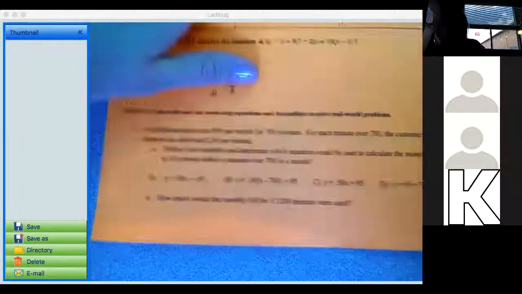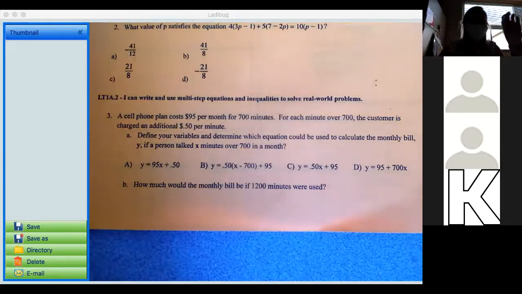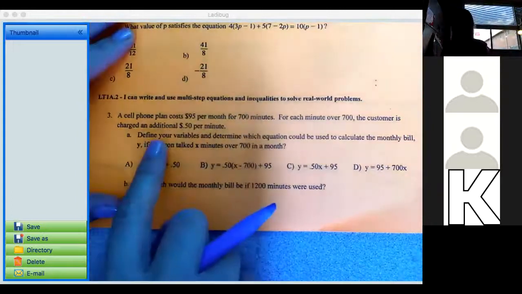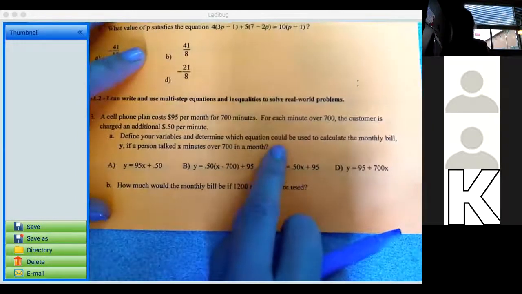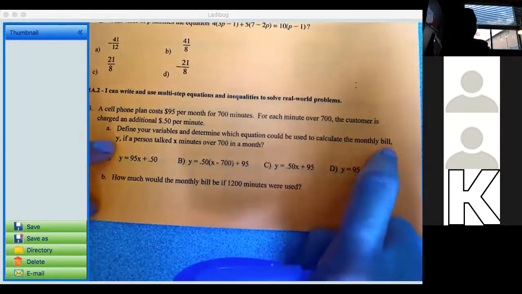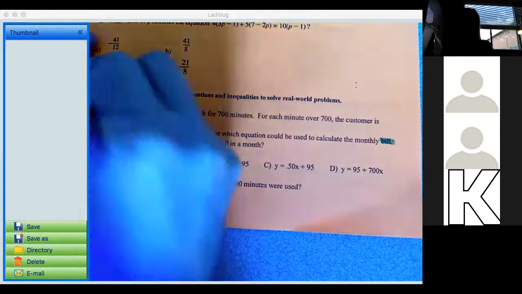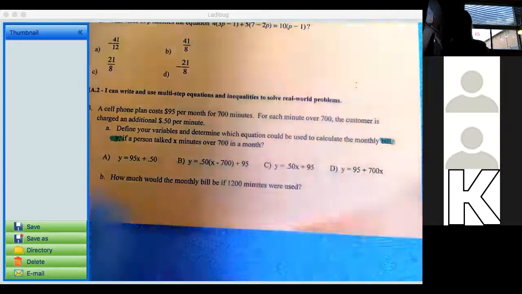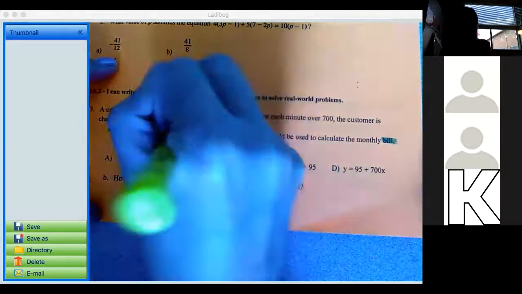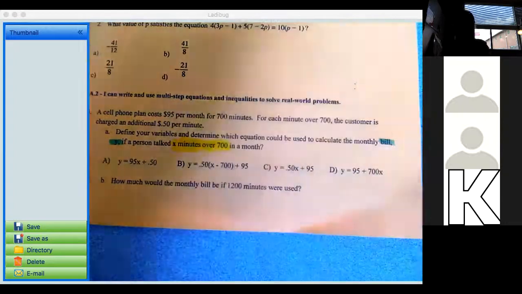Y'all can just look at mine, but let's look at 3 because I even had some people in class miss this one too. So, all right, first thing you're supposed to do is read the question. So let's look at the first question, part A. It says, which equation could be used to calculate the bill? And what variable do they say is the bill? Y. So y'all need to know that for tomorrow. The bill is going to be Y. If a person talked, X is the minutes. Are we okay with that? And technically, X is the minutes over 700.